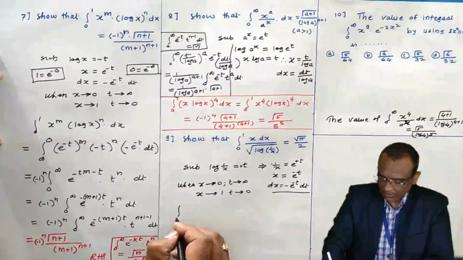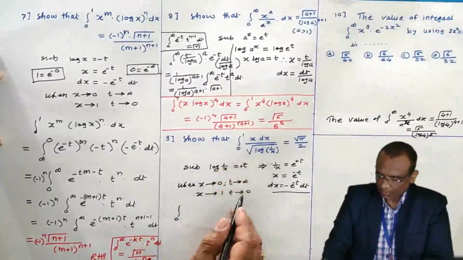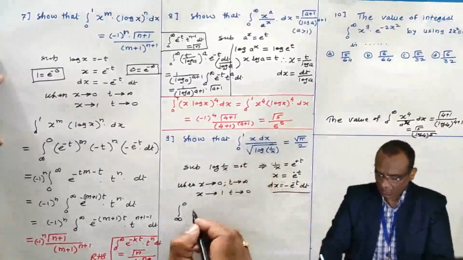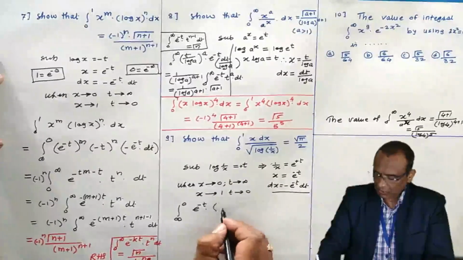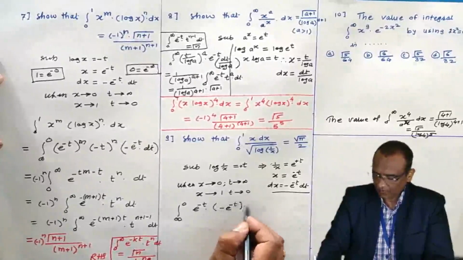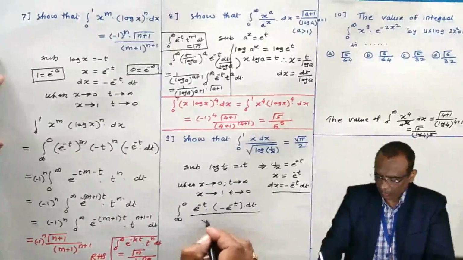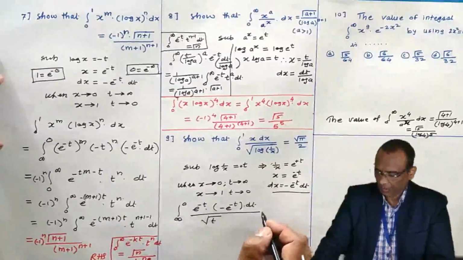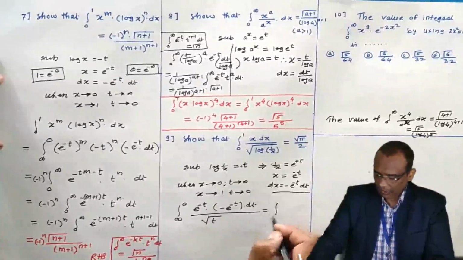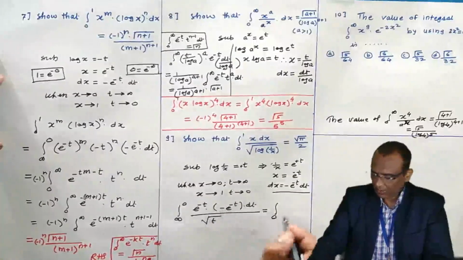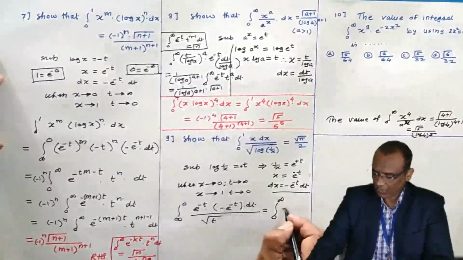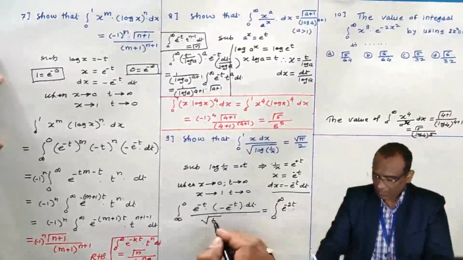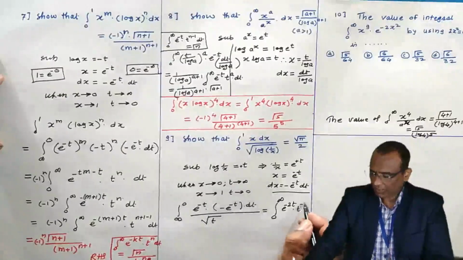Okay, this integral can be written as 0 to 1, can be written as infinity to 0, x dx. What is x? e power minus t. dx is what? Minus e raised to minus t dt. Under root, log 1 by x is t. Now, next step. Infinity to 0 with negative sign can be written as 0 to infinity. This minus sign is compensated. e power minus t, e power minus t, e power minus 2t. And this t power 1 by 2, it will come in the numerator like this.